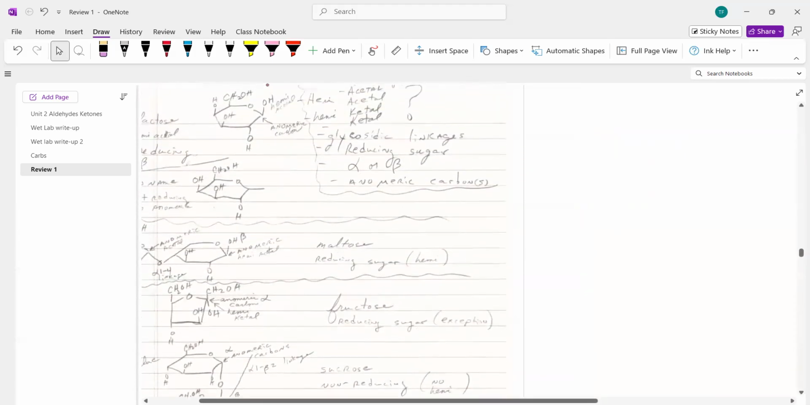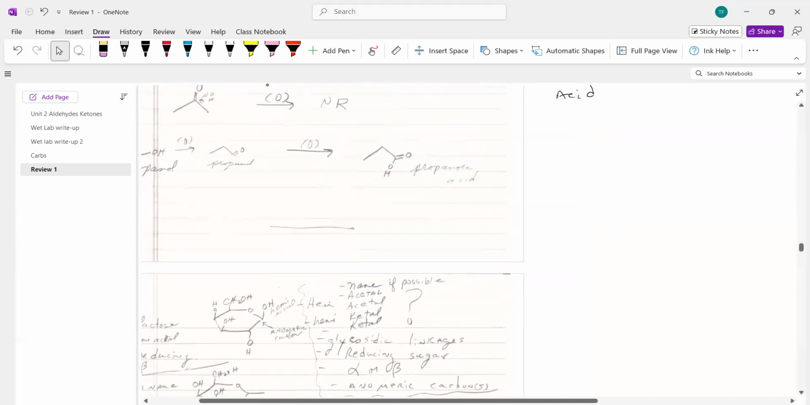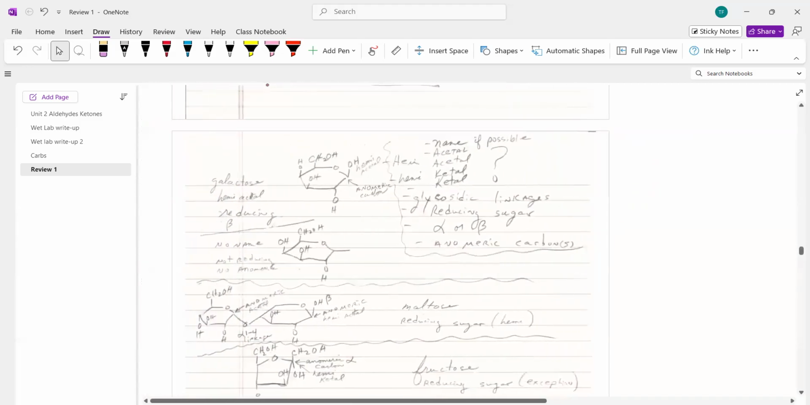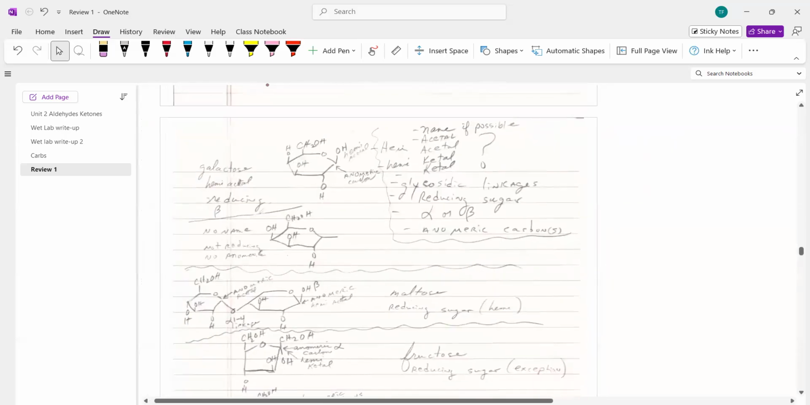Okay, so here is the biochemistry part. These are typical biochem questions. Name the sugar. Tell me the linkage, whether it's a reducing sugar or not, and a test to determine whether it's a reducing sugar or not.